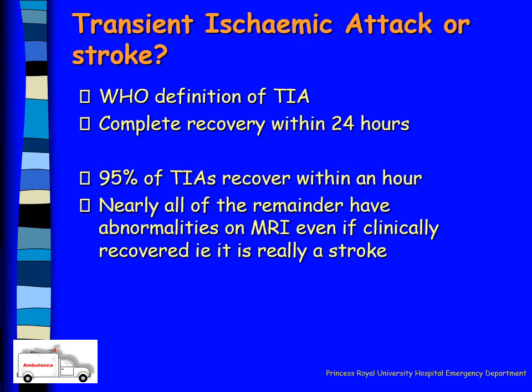So, as I mentioned before, the decision between whether it's a TIA or a stroke: a TIA, you have complete recovery within 24 hours, and 95% of them recover within an hour. But if you see a patient who's got persistent symptoms in the ED, you must assume that it's an acute stroke because you don't know if they're going to resolve. And nearly all of the remaining patients who don't recover within an hour do have abnormalities on their MRI, even if they actually clinically do recover in more than an hour, i.e. actually they've had a stroke.